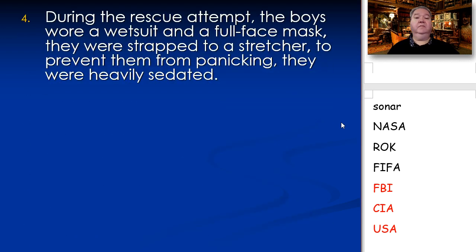During the rescue attempt, the boys wore a wetsuit and a full face mask. They were strapped to a stretcher. To prevent them from panicking, they were heavily sedated. So, fix the comma splice. This one's a little trickier. Where is the comma splice? We have 1, 2, 3, 4 commas. Are they all comma splices? No, they're not.